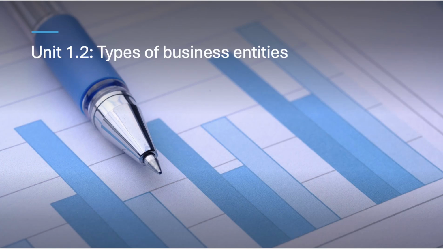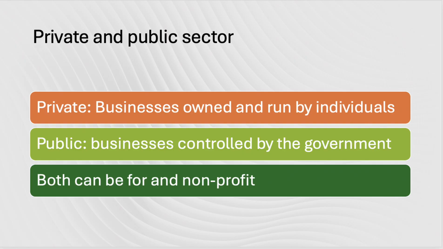Let's dig into Unit 1.2, which are all the types of business entities. First off, we must distinguish between private and public sector. The divide is very simple. The private sectors are all the businesses owned and run by private individuals, whereas the public sector are all the businesses controlled by the government. Now, both of these sectors can be broken up into two categories, being for and non-profit. That simply just means whether they're allowed to earn money or not.